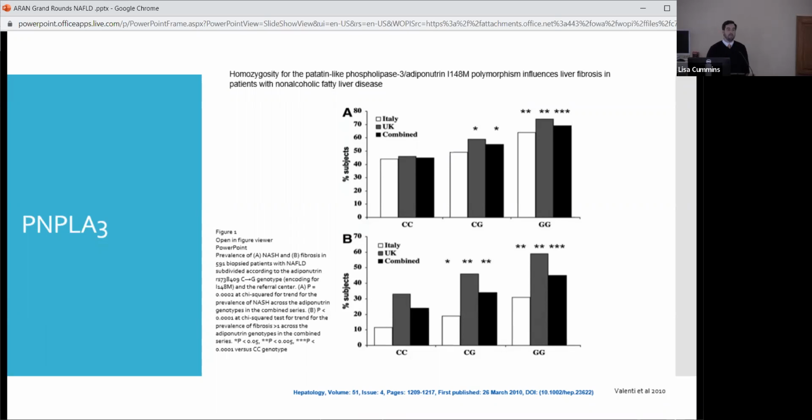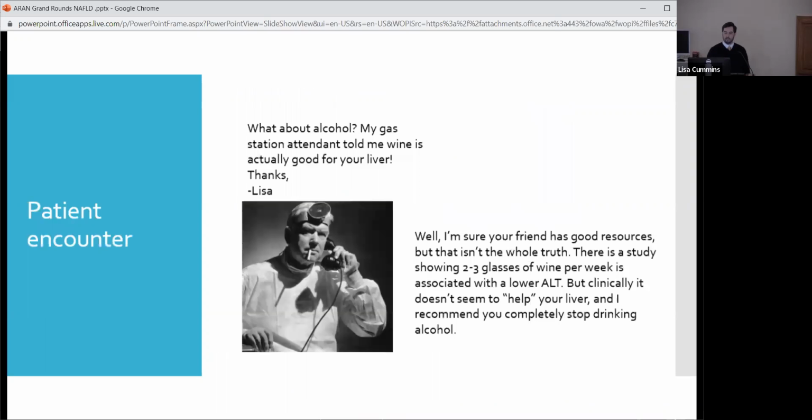So there may be some of this in the future, but for right now, screening is for patients that are diabetic, obese, or have abnormal liver enzymes.